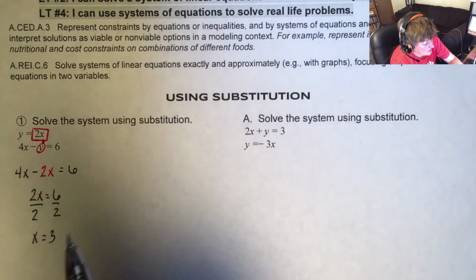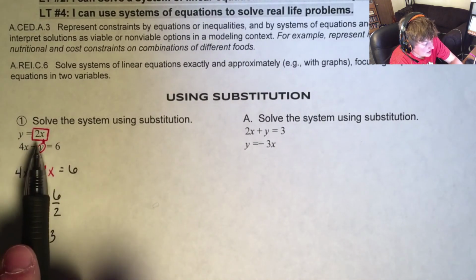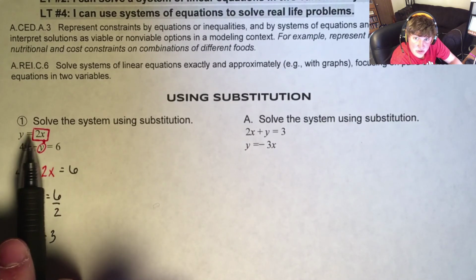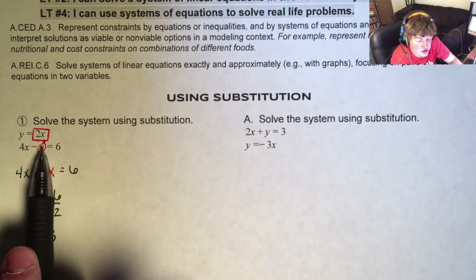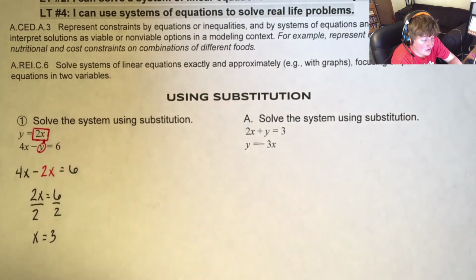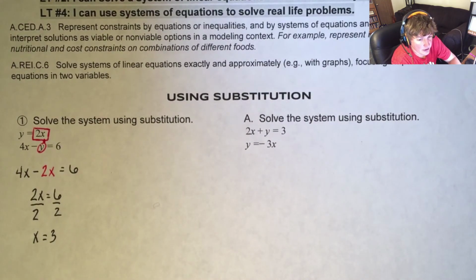So now at this point, once I know what y is equal to, I can't take the 2x and just plug it back into itself. I have to plug it back into the other equation. Here at this point, it really doesn't matter which equation you're going to use to plug x back into. If you solve the first part correctly, you should get the same answer either way.